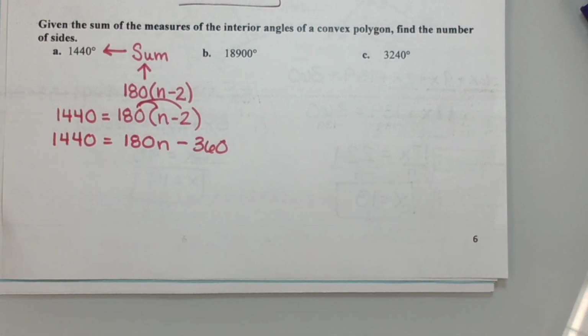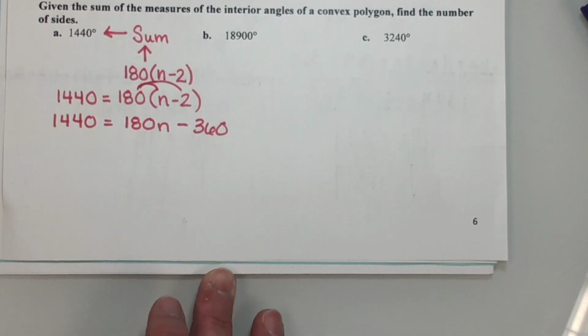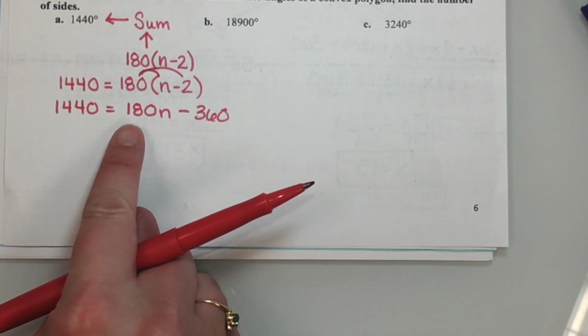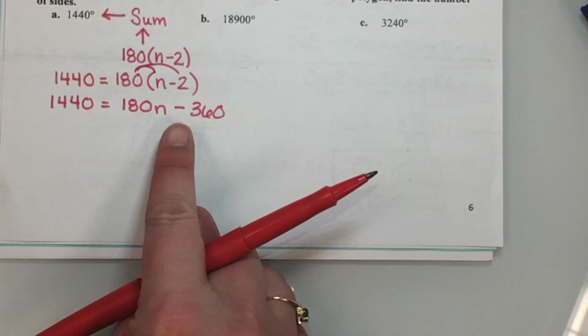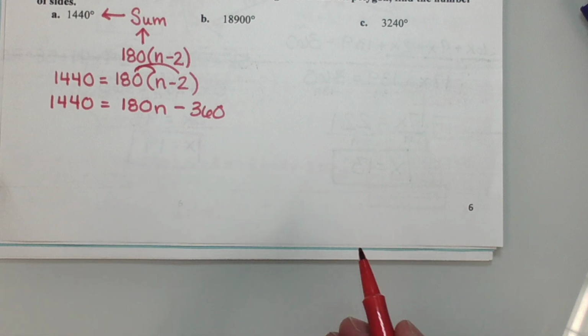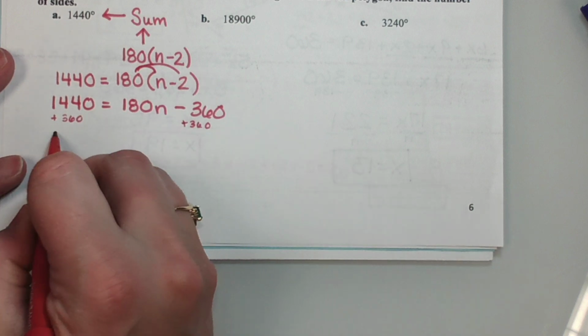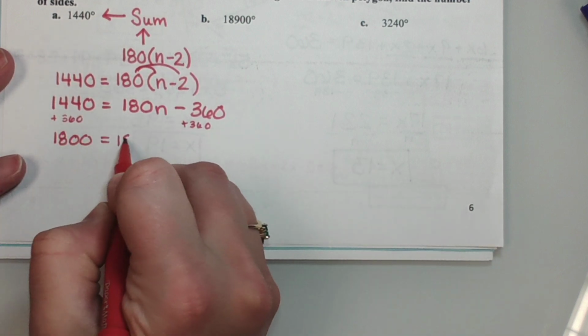Aria, what would you tell me to do then? To solve this. Don't you have to divide 180 by 360? Nope. You're overthinking it. I'm just trying to solve for n. I need to get rid of the 360 and the 180. Which one goes first? If this is being multiplied and this is being subtracted. Add the 360 to the 1440. Yeah, you're overthinking it. 1800 equals 180n.